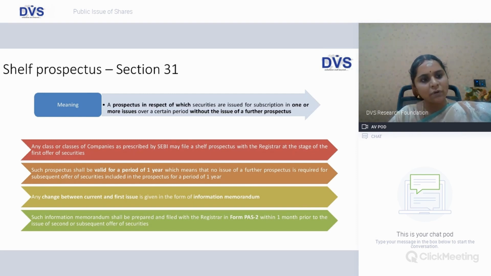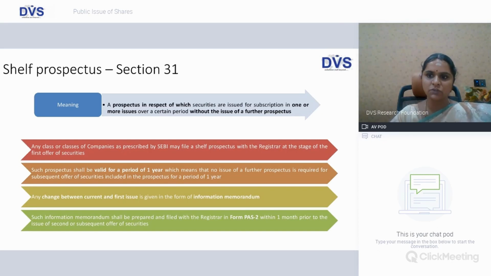So this is more relevant in the case of issuance of debentures, because companies like NBFCs, banks, they do issue on a regular basis. So they need not issue prospectus every now and then. To avoid such issuance, they will issue a shelf prospectus, and any change to this prospectus will be backed by a document called information memorandum. So any class or classes of companies as prescribed by SEBI may file a shelf prospectus. So all companies are not permitted.